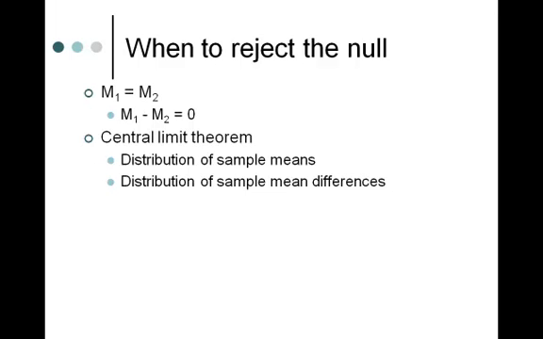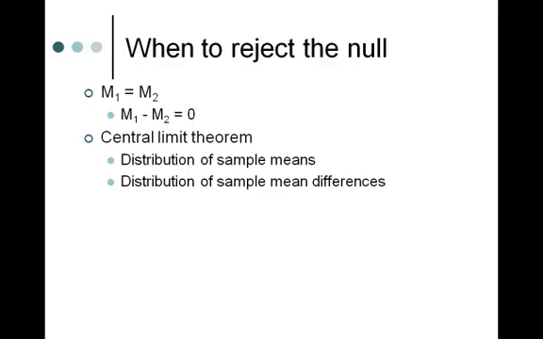I get the same thing. I get a normally distributed distribution. Now, if the null is true, what should the average of that distribution of differences be? It should be 0, right? Because if the null is true, then they're from the same population. So by and large, those sample means should be the same. So M1 minus M2 most of the time should be 0.